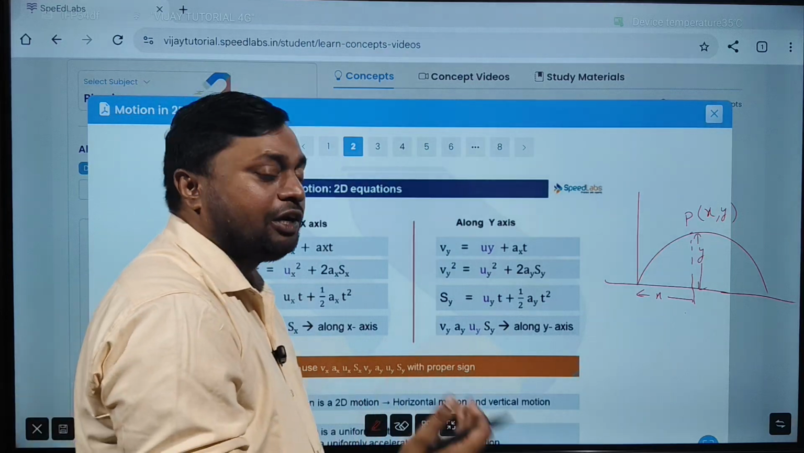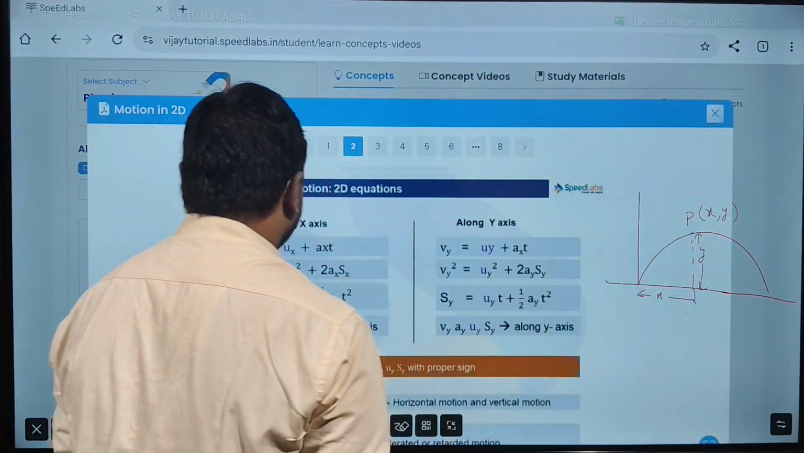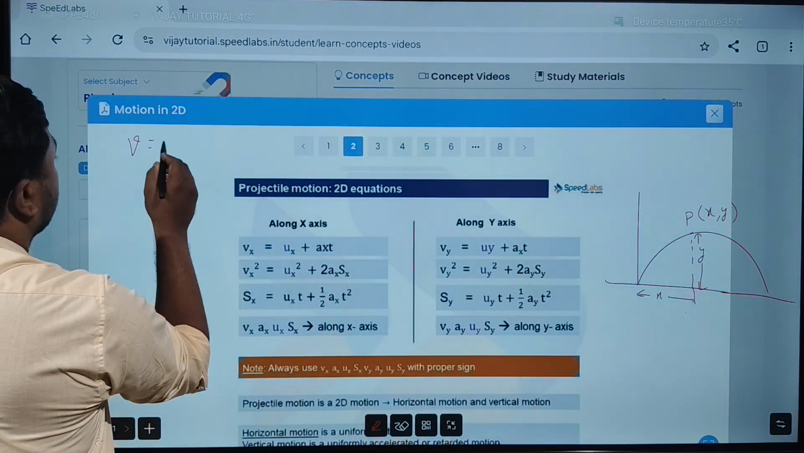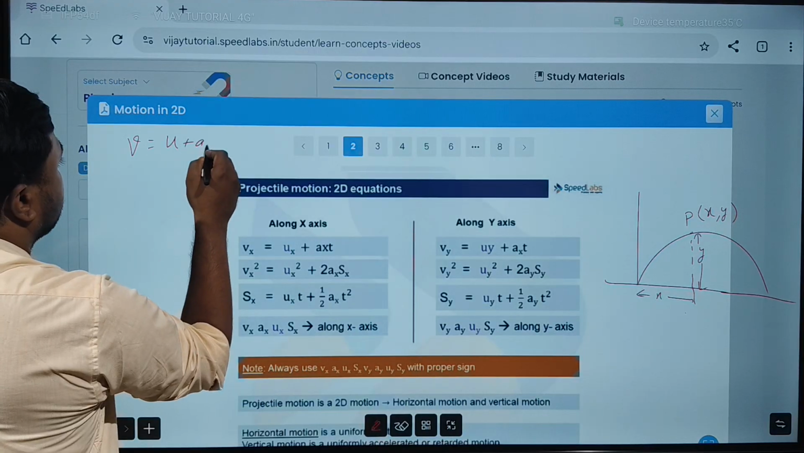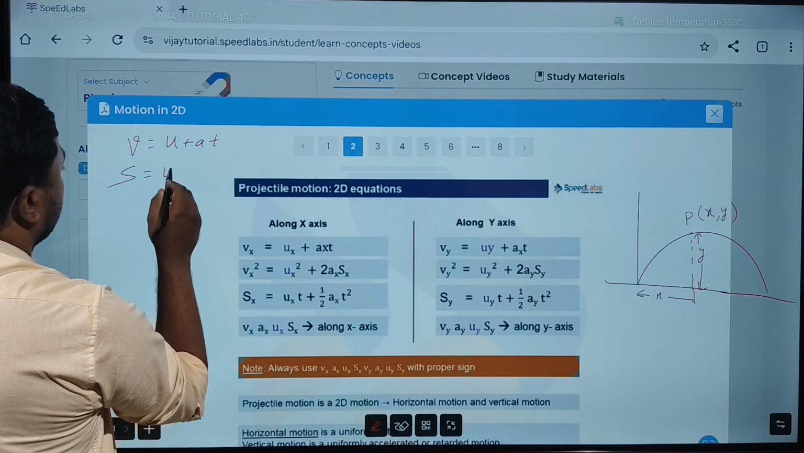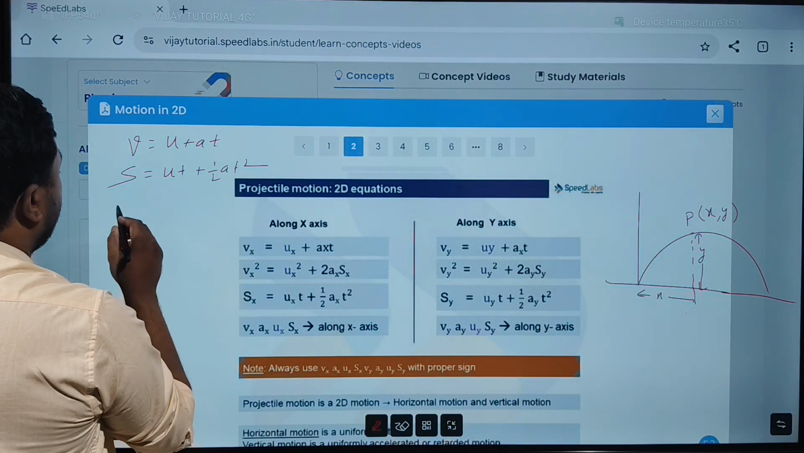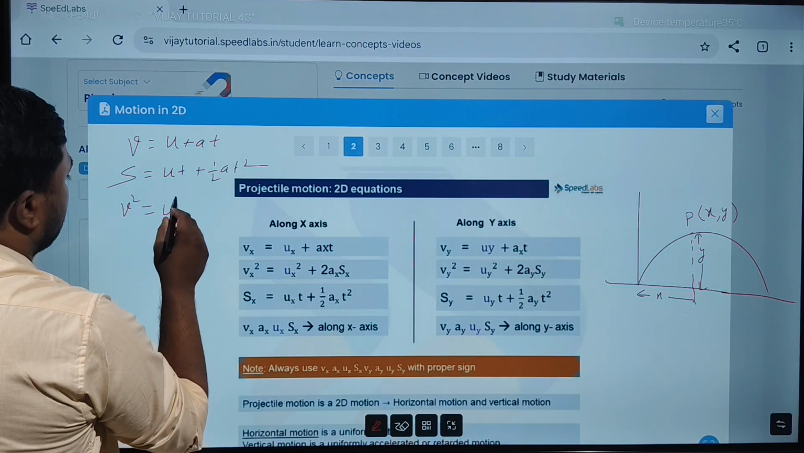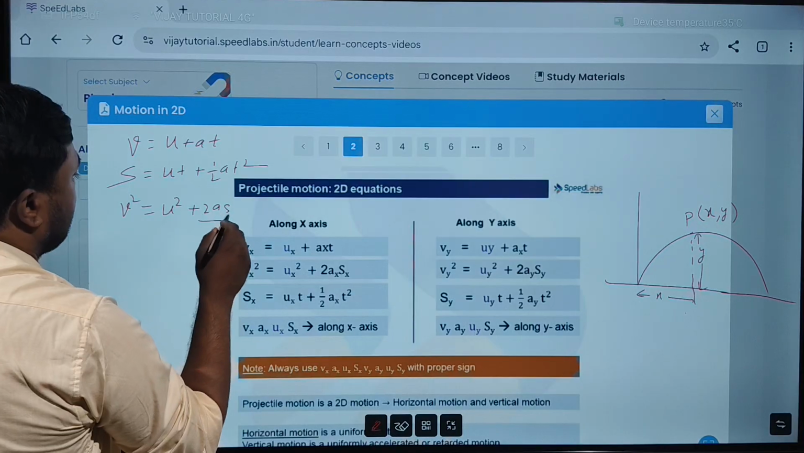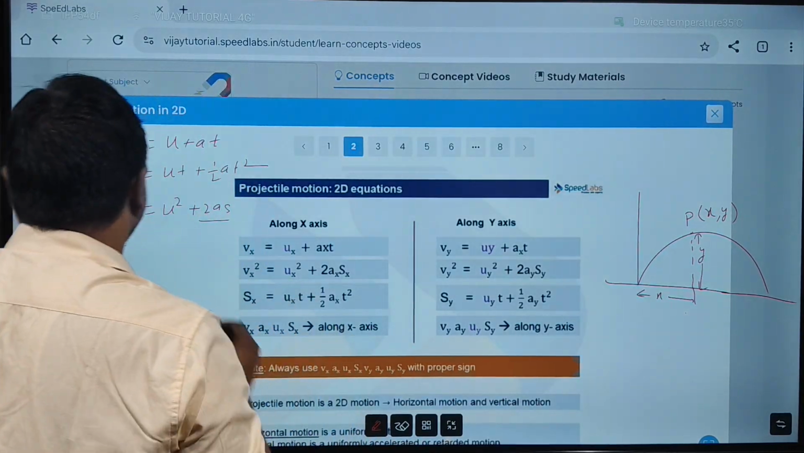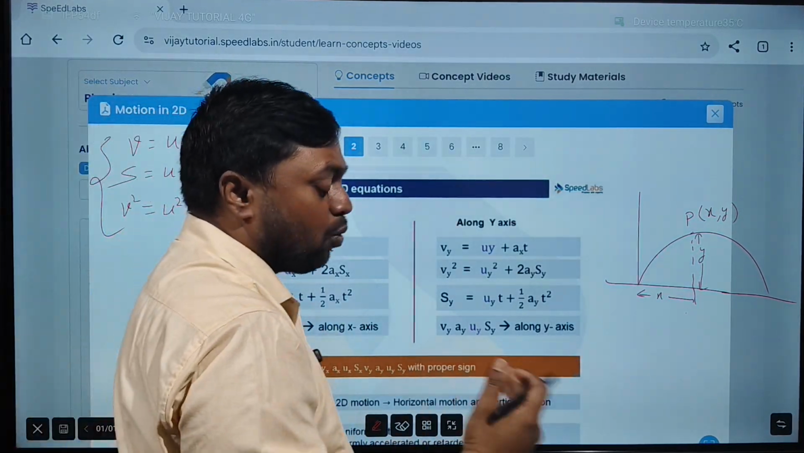So you have to apply the three equations of motion. What are the three equations of motion? Generally, we know that v is equal to u plus at. This is the first equation. Second equation is s is equal to ut plus half at square. And v square is equal to u square plus 2as. These are the three equations of motion in one dimension.